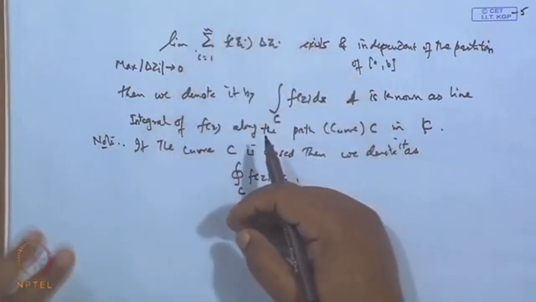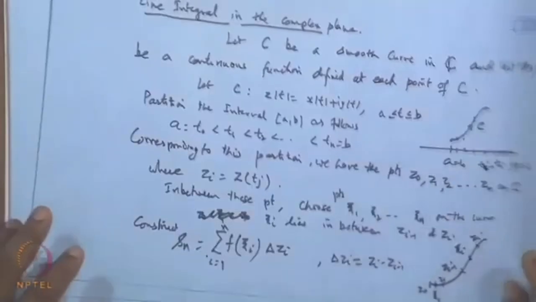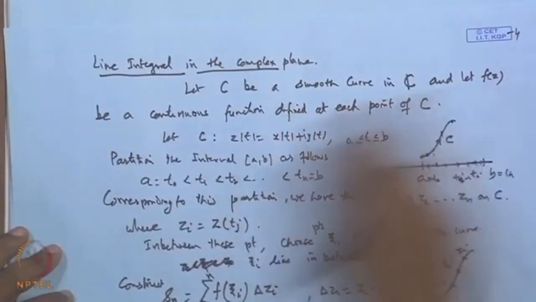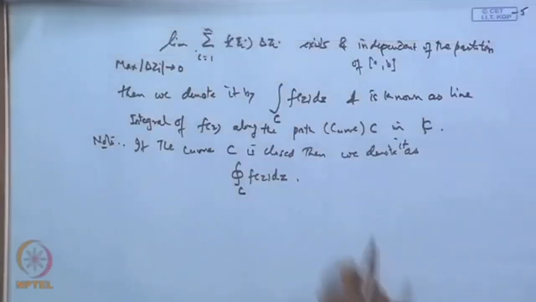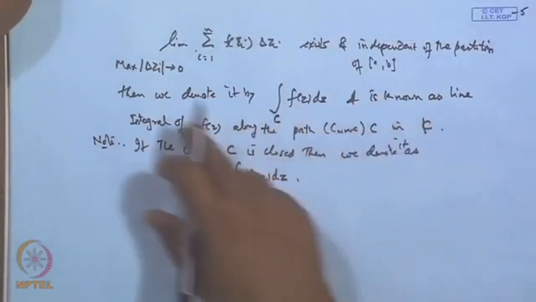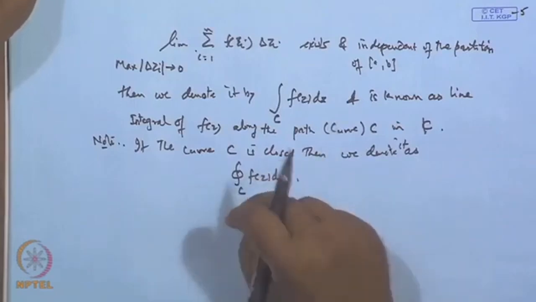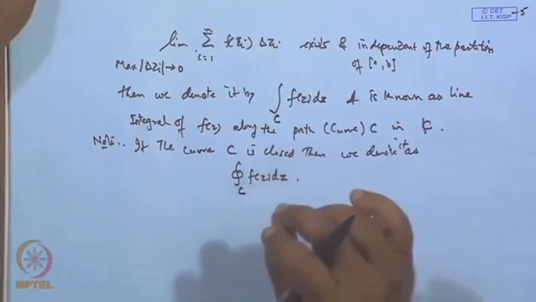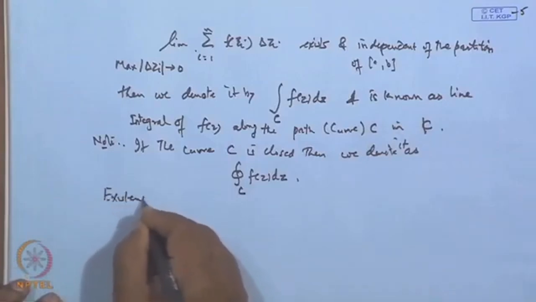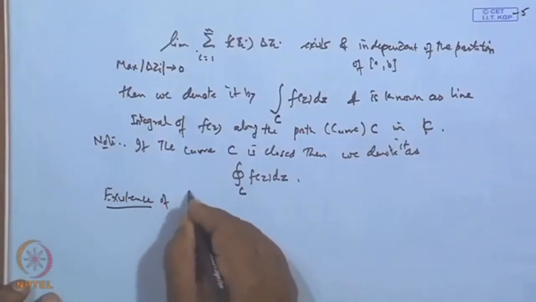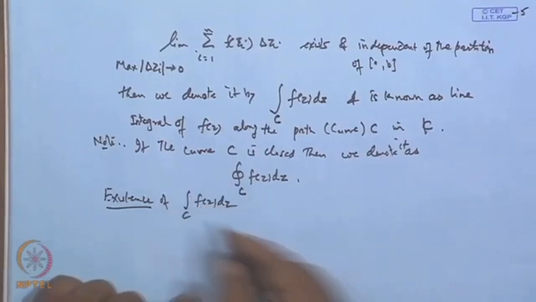So, let us see the existence of this complex integral. What we have assumed is that C is a smooth curve and f is a continuous function. Then we say that if this limit exists and is independent of path, the integral is a line integral. But our claim is that under this restriction, the integral will definitely exist. So, let us see the existence of the line integral along the path C.